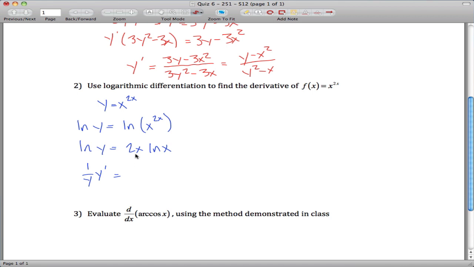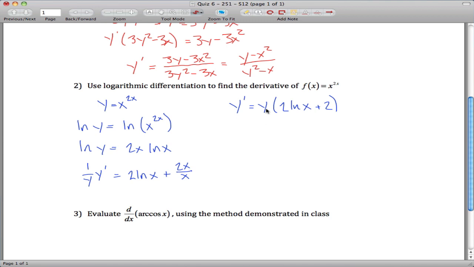On the right here, we're going to have to use the product rule. Derivative of 2x is 2. So 2 times the natural log of x plus, leave the 2x alone, the derivative of natural log of x is 1 over x. So what we get is y prime equals, we can multiply both sides by y. It's 2 natural log of x. I'll just call this 2 because the x's cancel out.